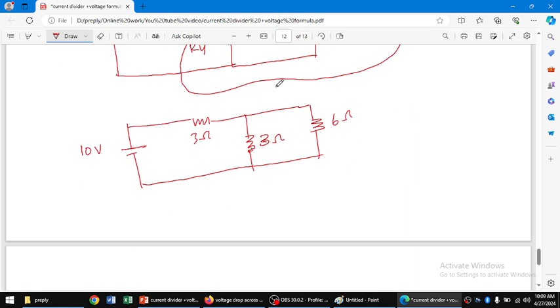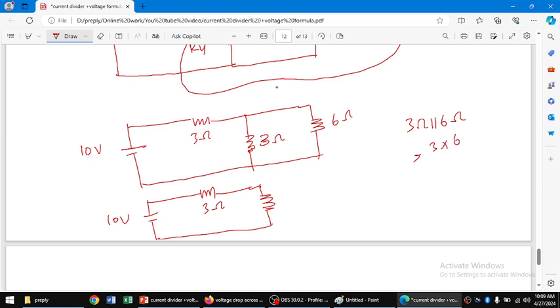Now 3 and 6 are in parallel. So we solve 3 ohm parallel to 6 ohm. It will give us 3 times 6 over 3 plus 6, so 18 over 9, that gives us 2 ohm. Now you can see that this 3 ohm and 2 ohm are in series. Now we can apply the simple voltage divider formula.